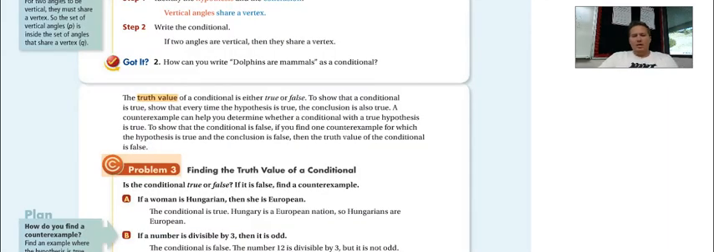Next, we're going to write down the vocab word truth value. The truth value of a conditional statement is either true or false. We have our conditional statements, the if-then statements, but not all the time are those statements true. We could say, if it is sunny outside, then you live in Orange County. That is not always true, because if it's sunny outside, you could be living in Washington, New Mexico, or New York. So a truth value tells us whether it is true or false.